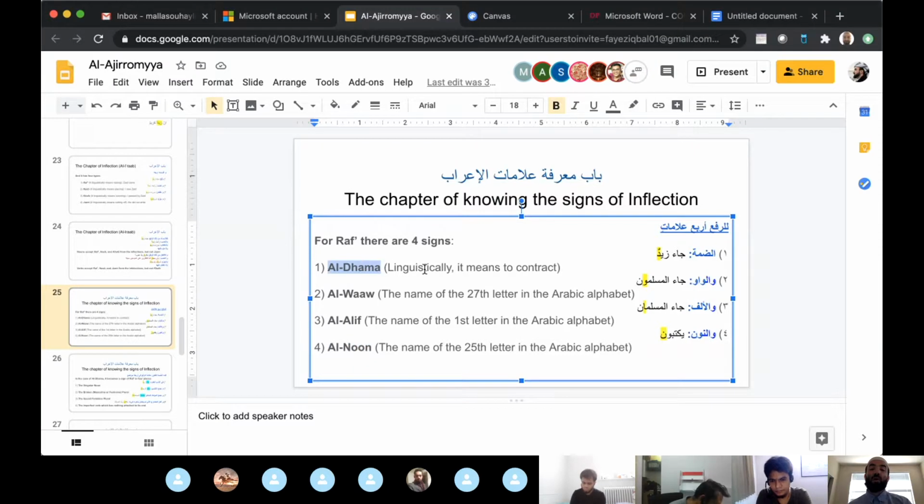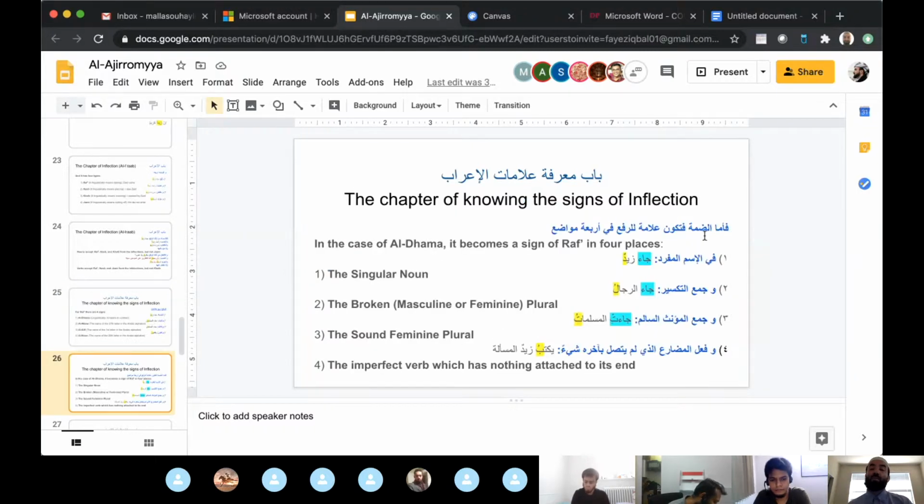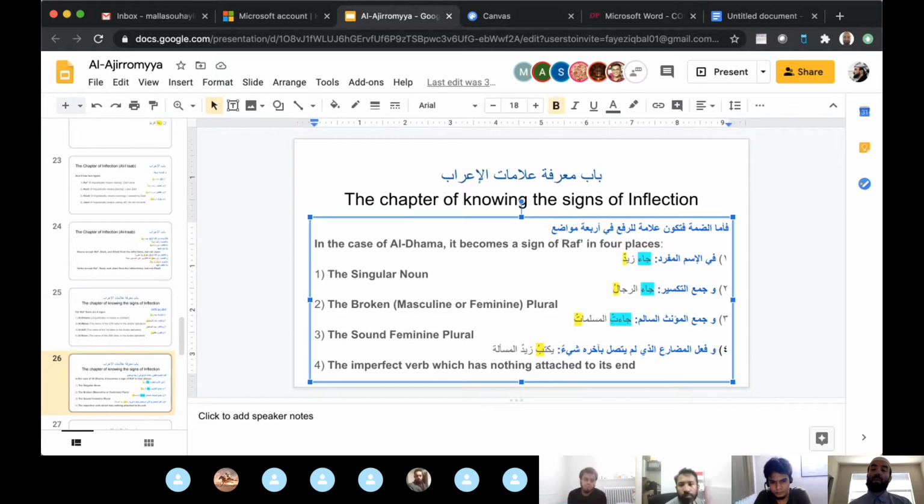Starting with ad-dhamma. So now we will study the words or the nouns for which dhamma becomes a sign of rafa. And that is the slide that I mistakenly read at the beginning. So فأما الضمة فتكون علامة للرفع في 4 مواضع. In the case of الضمة, it becomes a sign of الرفع, or a sign of rafa, in 4 places. There's a lag. Okay, it becomes a sign of الرفع in 4 places. في الاسم المفرد وجمع التكسير وجمع المؤنث السالم وفعل المضارع الذي لم يتصل بآخره شيء.